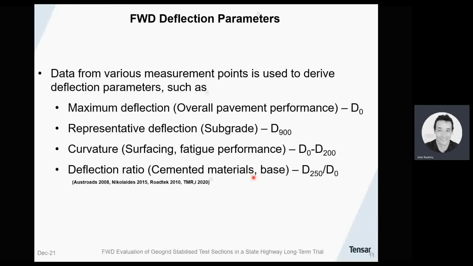So this slide shows traditional deflection parameters such as maximum deflection, D0, which indicates overall pavement performance. Subgrade performance is reflected by the D900 offset. Curvature, which is the D0 value minus the D200 value, reflects surfacing and fatigue performance of asphaltic layers. Deflection ratio represents cemented materials or base layers, and that's the D250 over the D0 value.